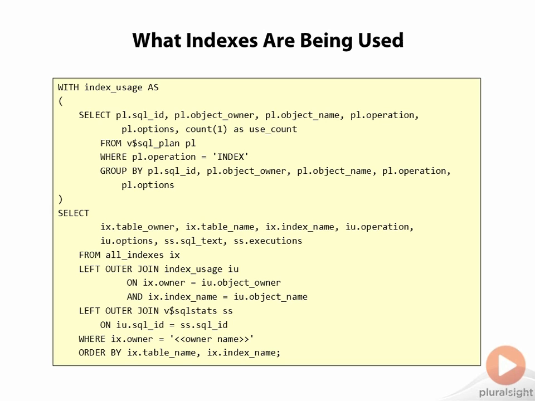The query on this slide uses the $SQL plan view to find all of the index operations of execution plans currently in the shared SQL area. It then performs an outer join with the All Indexes view so you can see what indexes are and aren't being used, and finally does a join with the $SQL stats view so you can see what statements are using those indexes.